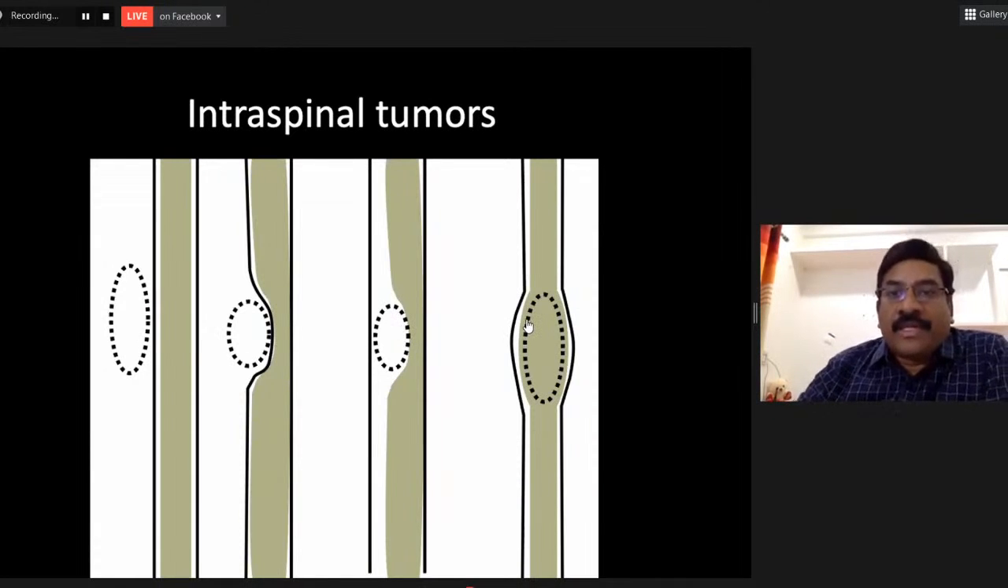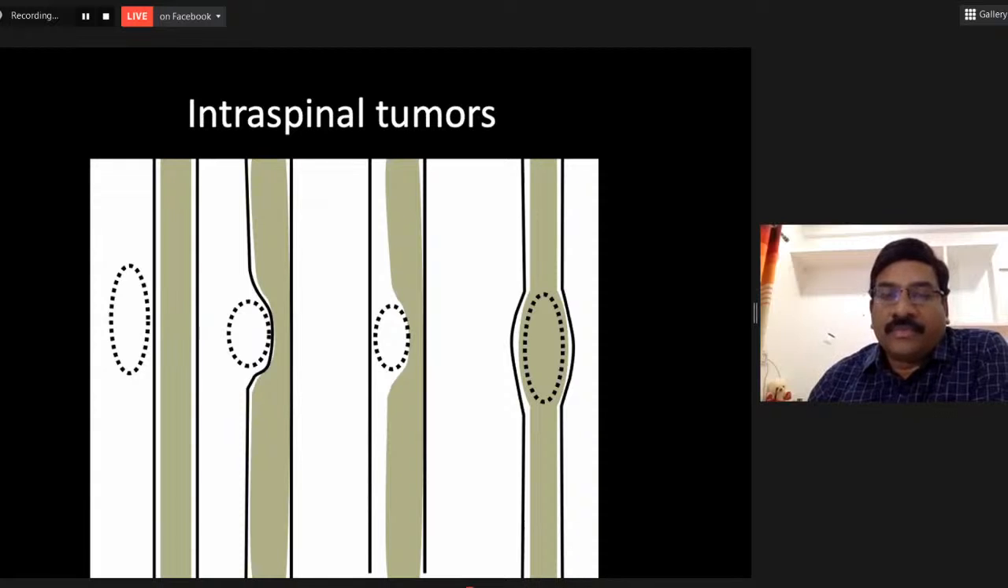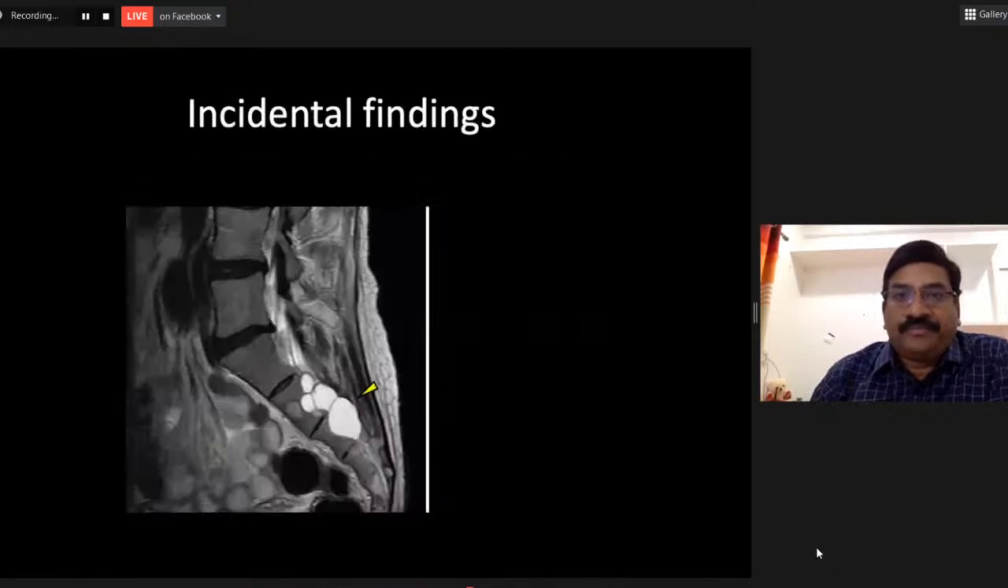One interesting point you need to remember is, you can't get any intramedullary tumors below L1 because the spinal cord ends at L1. So never try to comment that this could be intramedullary, because the cauda equina starts at L1. So all intramedullary tumors are above L1. You can get intradural extramedullary tumors below L1.